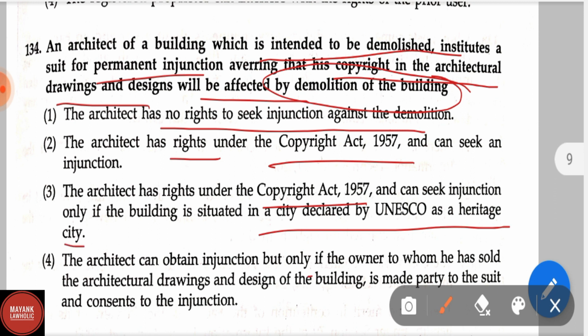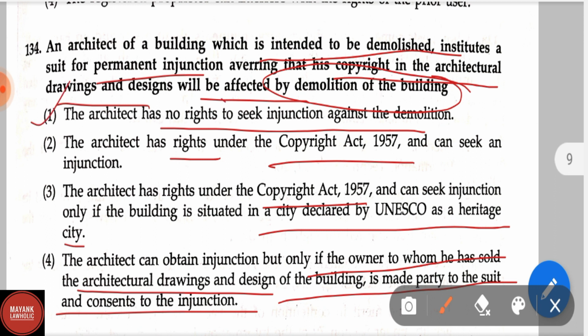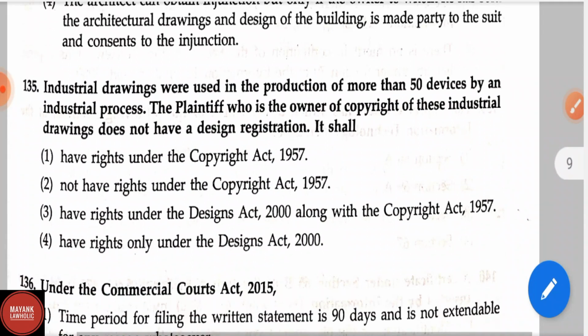And option 4, the architect can obtain injunction but only if the owner to whom he has sold the architectural drawings and design of the building is made party to the suit and consents to the injunction. In this question, the correct answer is option 1. The architect has no right to seek injunction against the demolition. Now let us see the question number 135.